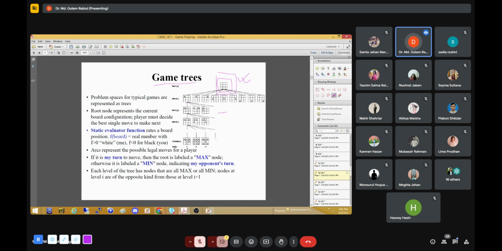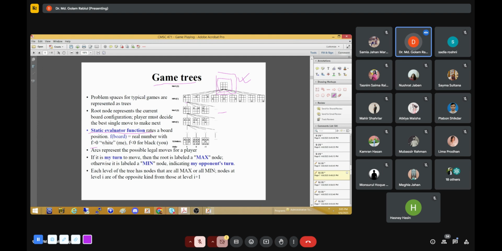That means there are several ways of winning the game or maybe losing the game. You have to consider all these cases. And then you have to have some value for this. And again, usually we use a static evaluation function. That is, if f is greater than 0, then it is better for me. If f is negative, then it's better for the opponent.